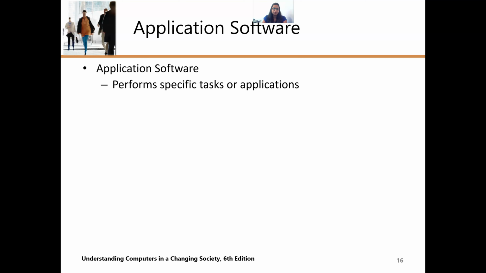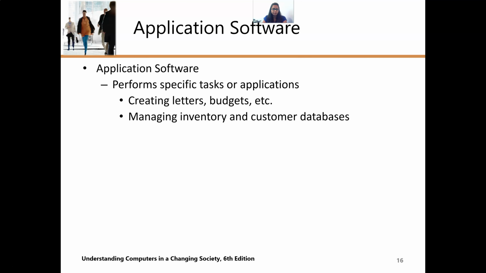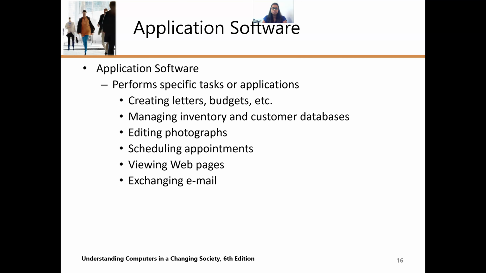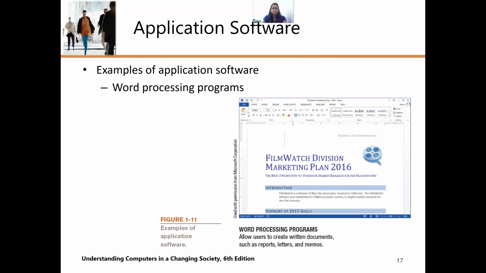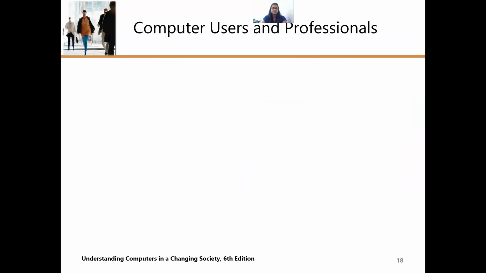And the second type of software is the application software, which has a specific task to perform, like editing photographs, viewing web pages, etc. You can go through these examples. And these are some of the application software examples. We have Microsoft Word, multimedia programs, email programs, etc.